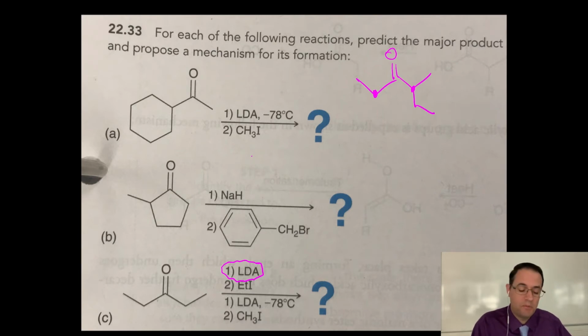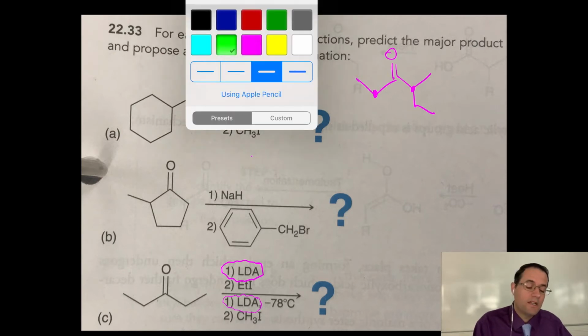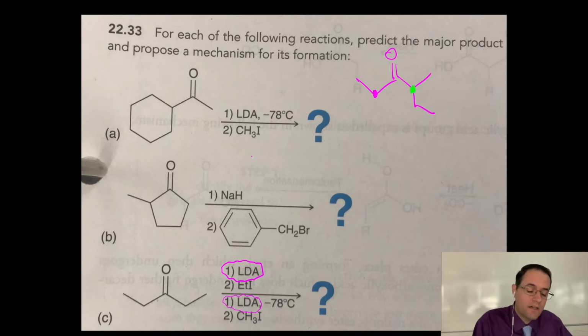Ethyl iodide is going to be attacked. Then we treat this with LDA again and then methyl iodide. So now we want to look for the 2 alpha carbons and then identify which one's least substituted. So this carbon is tertiary because it's bonded to 3 total carbons. This carbon here is secondary because it's bonded to 2 total carbons. So it's the carbon on the left that's going to become deprotonated and then attack methyl iodide to give you a methyl group. Okay, so just draw a simple line there.